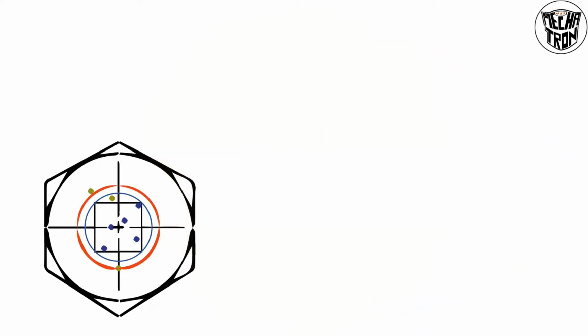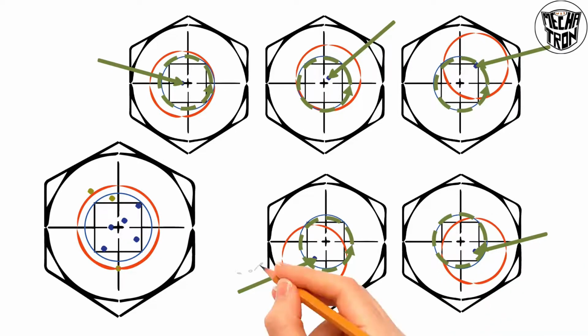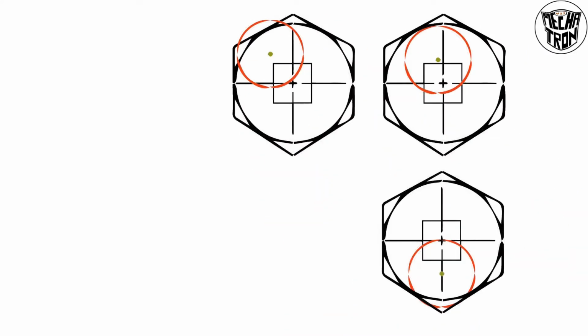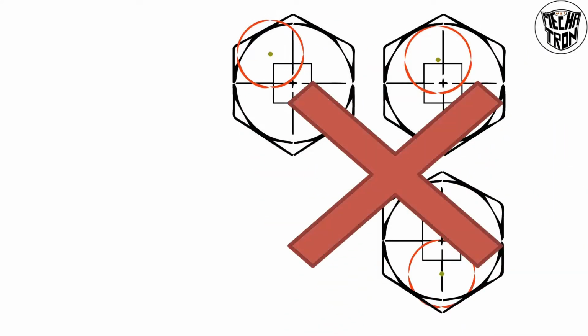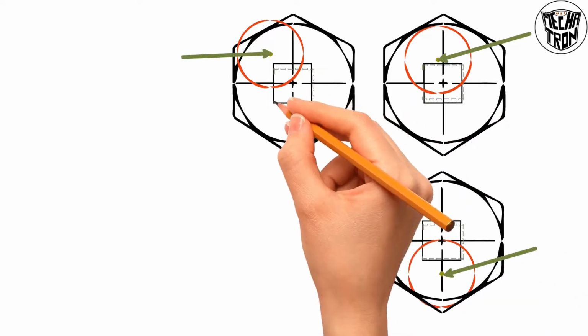Now we are going to see how these nuts are accepted in the circular tolerance zone. You can see here the center point of the nut is located inside this circular tolerance zone, so these nuts are accepted. When we use the square tolerance zone, all three of these nuts are rejected because the center points of these nuts are located outside of this tolerance zone.